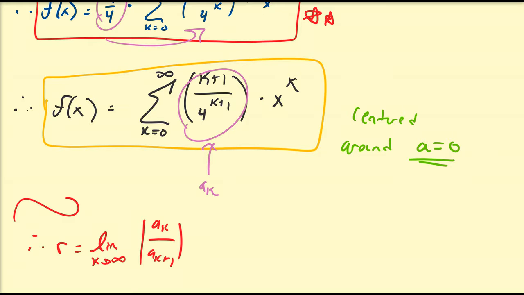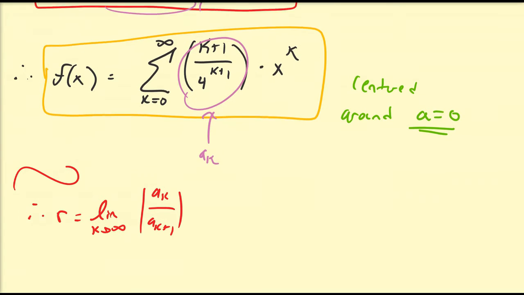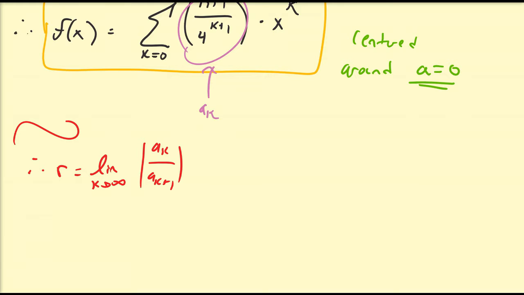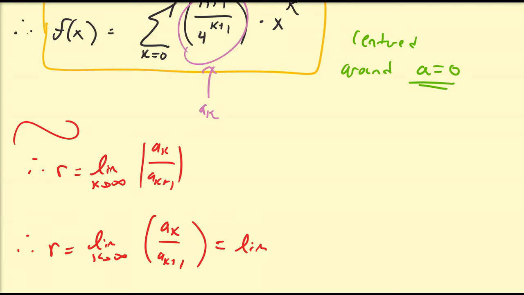Since k starts from 0 to infinity, (k+1)/4^(k+1) is going to be a positive number, so we can ignore these absolute value bars. So r is going to be equal to the limit as k goes to infinity of simply a_k over a_{k+1}. a_k in this case is (k+1) all over 4^(k+1).